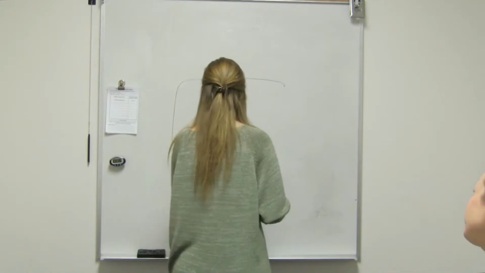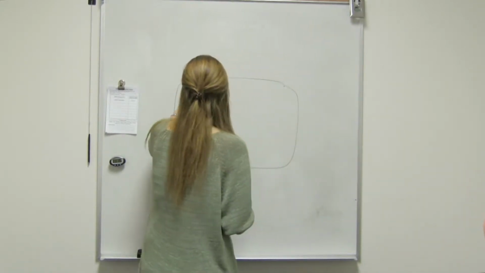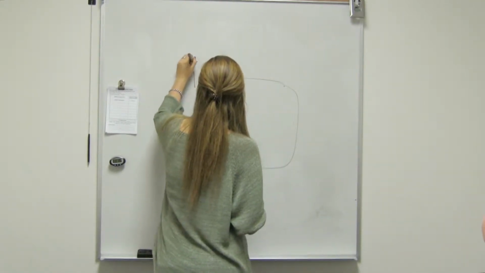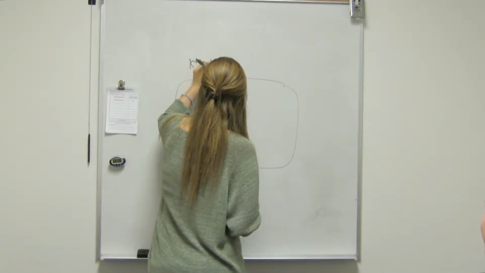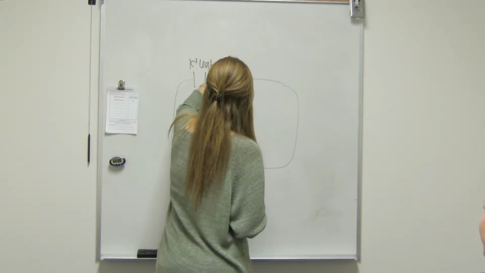So we have our cell. He drew this picture in class. He gave you a potassium leak channel. Do you remember all this? Mm-hmm. And then we have an ATP pump.